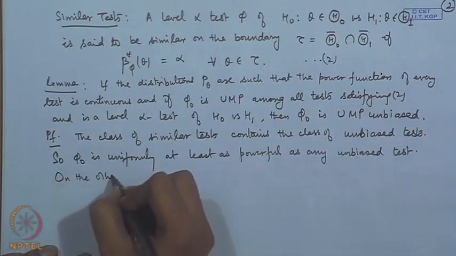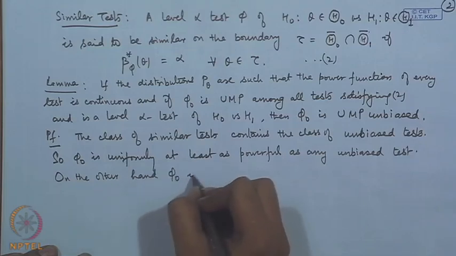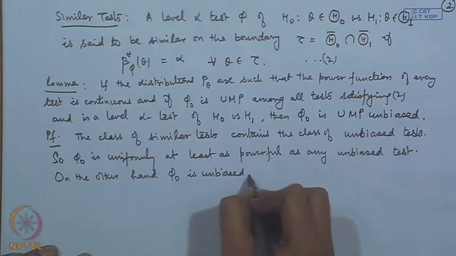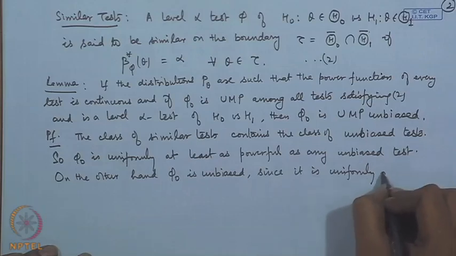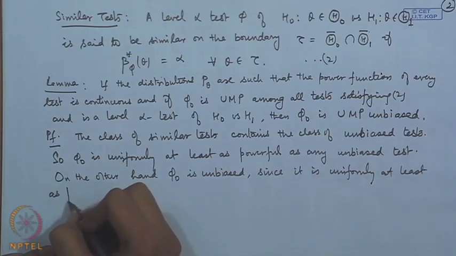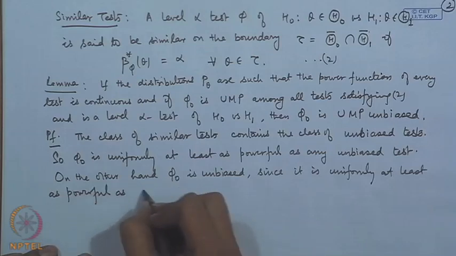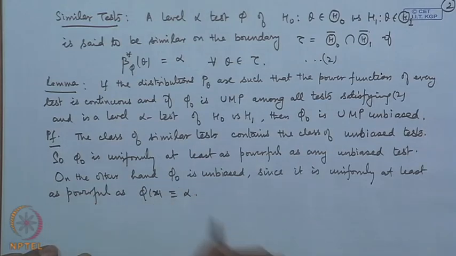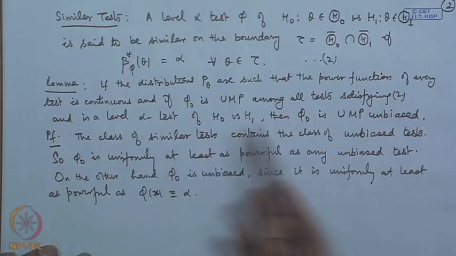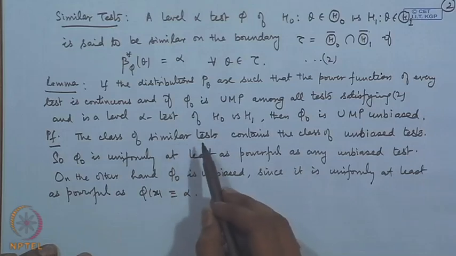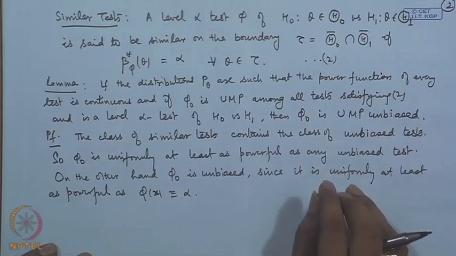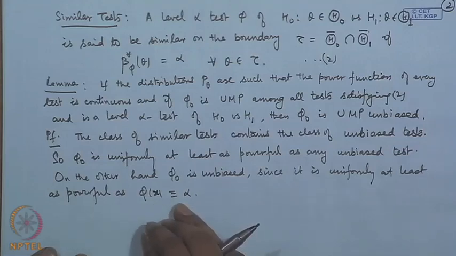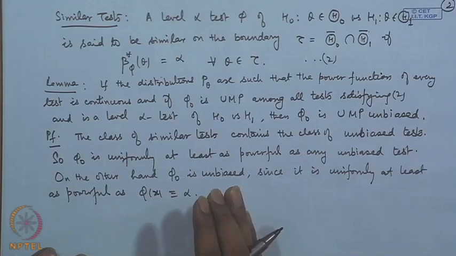On the other hand, phi naught is unbiased since it is uniformly at least as powerful as phi x, which is equal to alpha. So, this proves that it is a UMP unbiased test. This class of similar tests contains the class of unbiased tests. So, phi naught is uniformly at least as powerful as any unbiased test. Okay. On the other hand, phi naught is unbiased since it is uniformly at least as powerful as phi x, which is equal to alpha. Therefore, phi naught will be UMP unbiased.